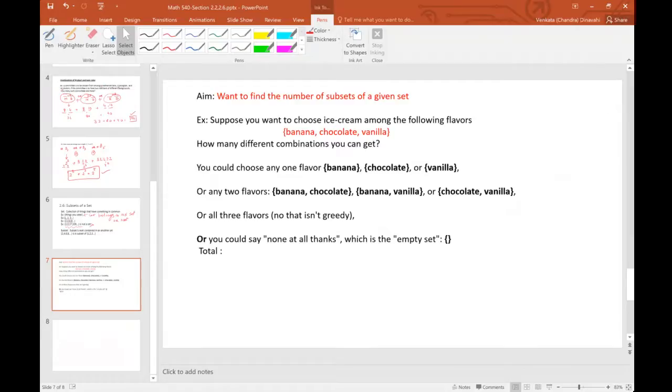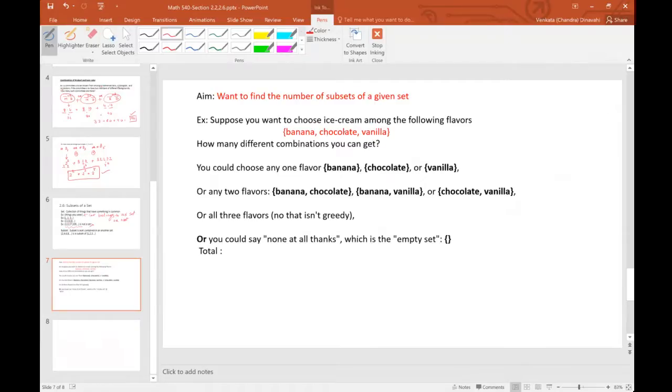Okay, so list down all the possible subsets and tell me how many are there. Listing out all the possible subsets is a much more difficult problem than telling how many are there. So let us first concentrate on how many are there. Let us explain with the help of a simple example.